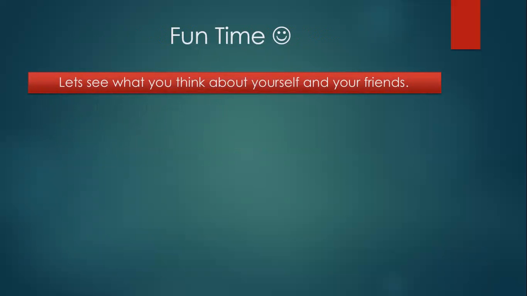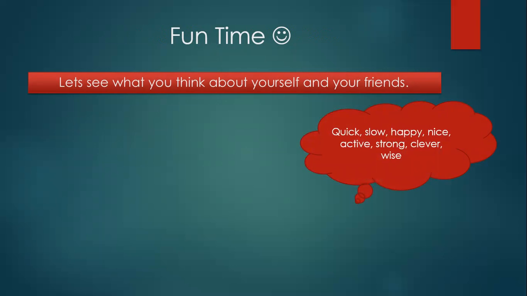So, here comes the fun time. So, let's see what you think about yourself and your friends. Here are some ideas. You can put these ideas in the following sentences. I'm as dash as a dash. So what do you think? What are you? You are quick, slow, happy, active, strong, clever. Okay, like as clever as a fox, as wise as an owl. So my friend is as dash as a dash. Okay, you have to write it by yourself. What do you think about yourself and your friends?